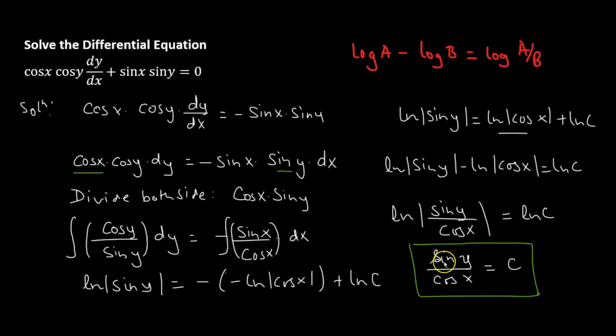Don't think that this is the ratio sine over cos and that becomes tangent. Here we have different variables. This is sine of y, and in the denominator we have cosine of x. So the solution will simply stay as it is. So let's move on to the next problem.